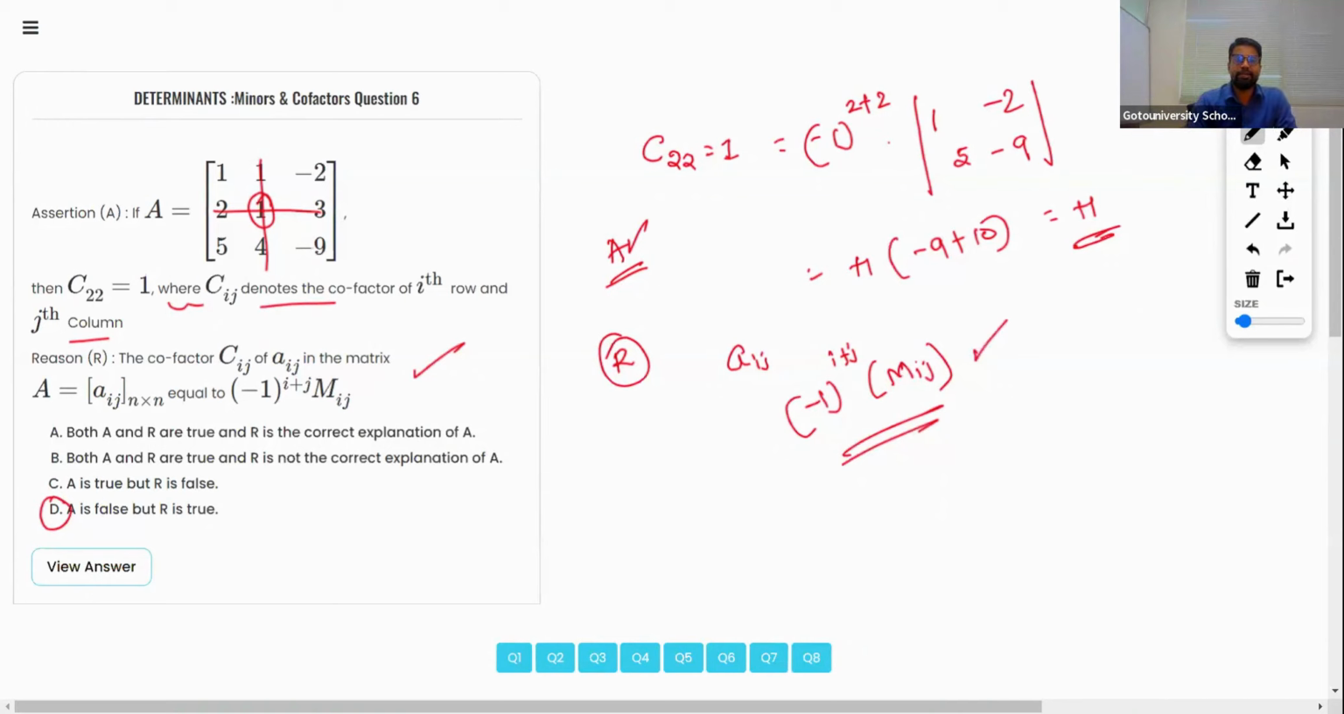But is it a right explanation for the given assertion? Yes. It is talking about the same matrix, same cofactor, and it's giving a formula which is also right. So the assertion is right, the reason is right, and the reason is a right explanation for A. So the answer should be option A: both A and R are true, and R is the correct explanation of A. Fine. Let's go to the next one quickly.